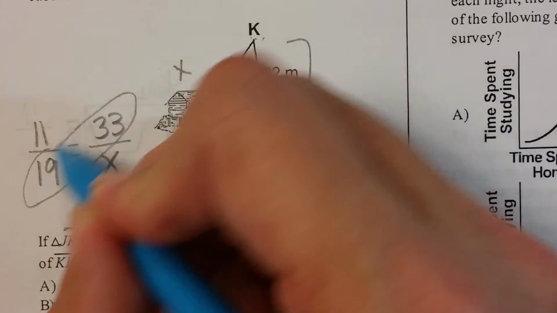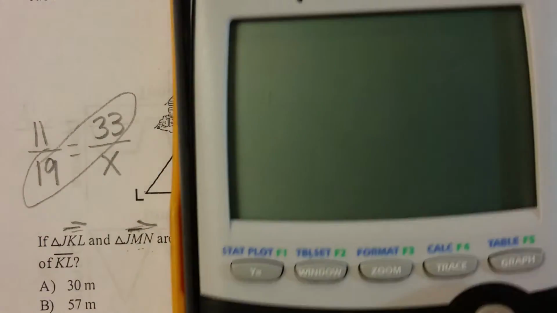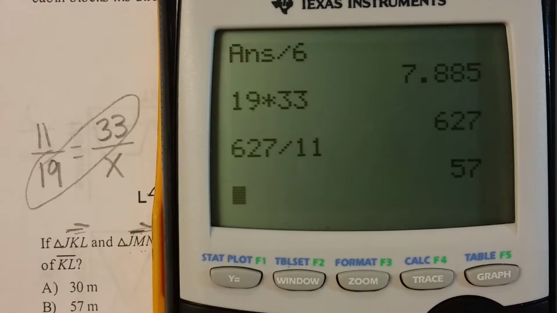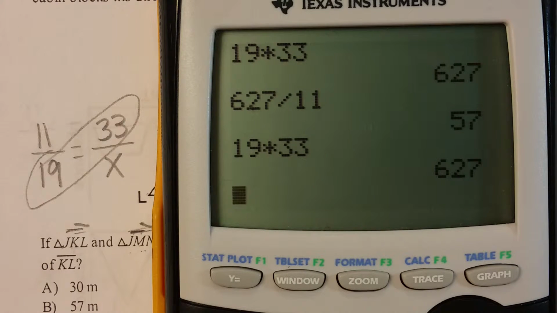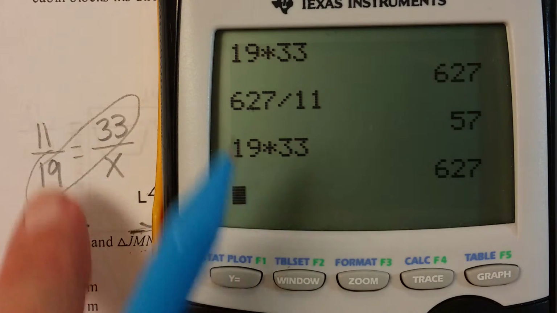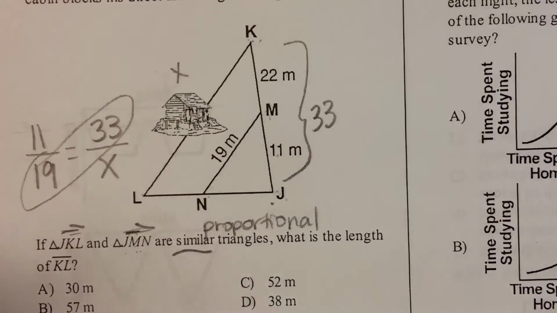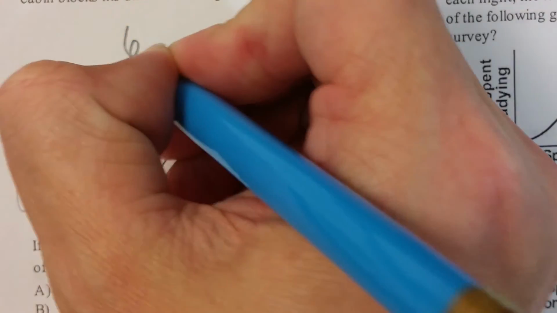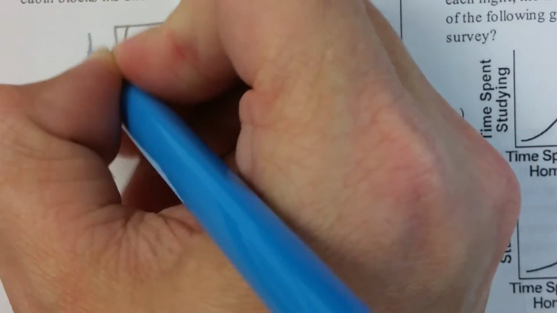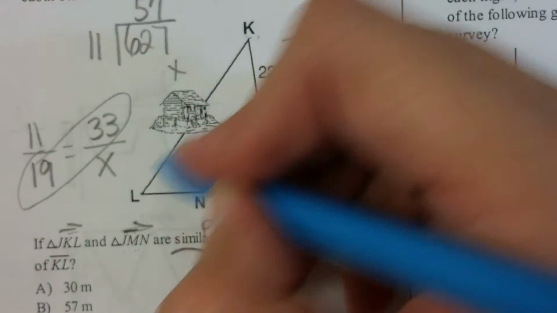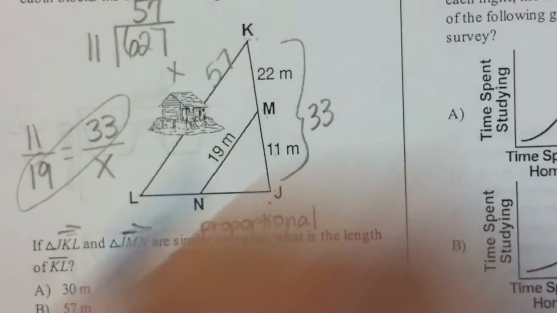I'm going to multiply the two numbers that I have. So in my calculator, I'm going to do 19 times 33. And I'm going to get 627. And then we divide by that other number, so we're going to divide by 11. Of course, I want to show my work. So these two multiplied together is 627. Then I want to divide by 11, which gives me 57. So this length is 57.